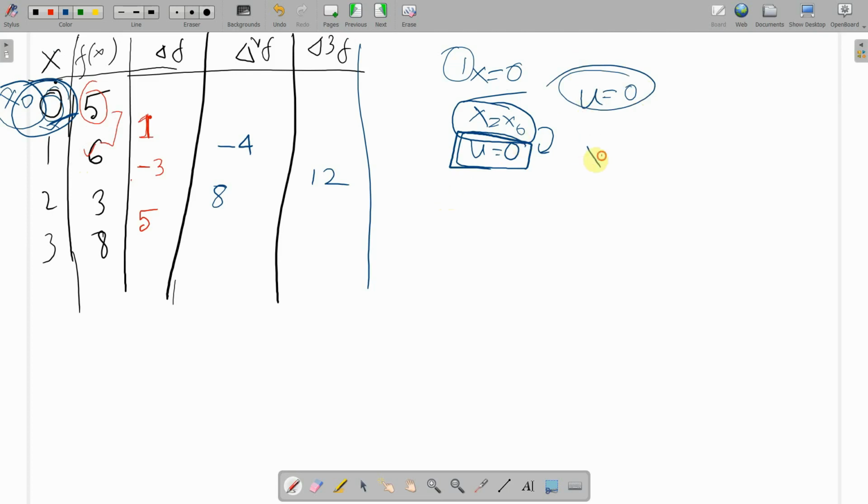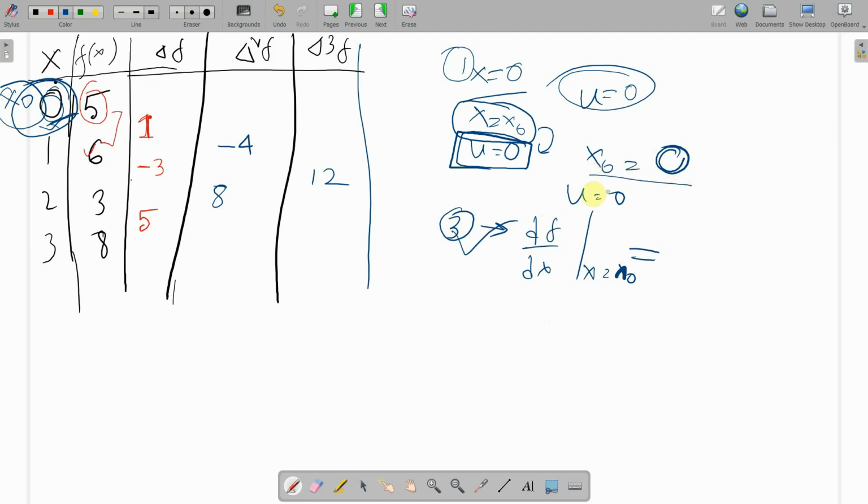Okay, so I'll be considering the x0 point. Which point do they ask? x equals 0. Yes, x0 will be 0, where u equals 0. So which formula will you be applying? Formula number 3. Okay, so that formula you will be applying: df/dx at x equals x0. Got it? When you have the value, you go for this formula. You don't have to calculate from that point.